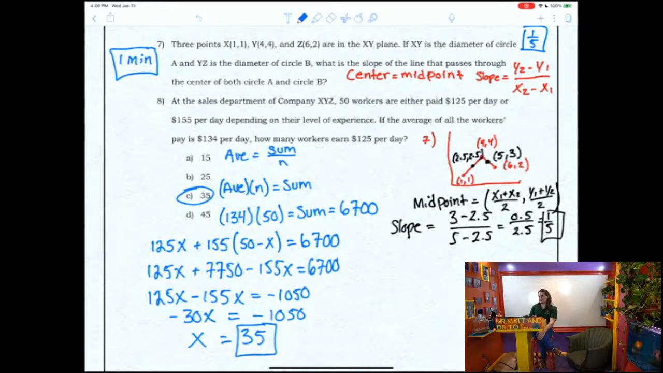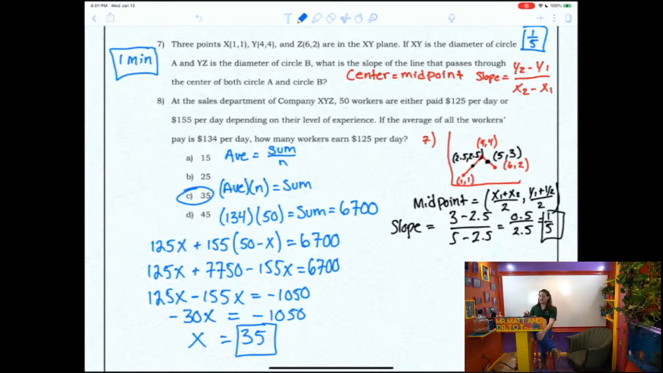I first subtracted that 7,750 on both sides, so I got 125x minus 155x is equal to negative 1,050. 125x minus 155x is going to give you a negative 30x. So negative 30x is equal to negative 1,050. Dividing by negative 30 on both sides, you'll find that x is equal to 35. Always go back to check that x is what they're actually asking us for. So they want to know how many workers earn $125 per day. We defined x to be the number of workers that make $125.